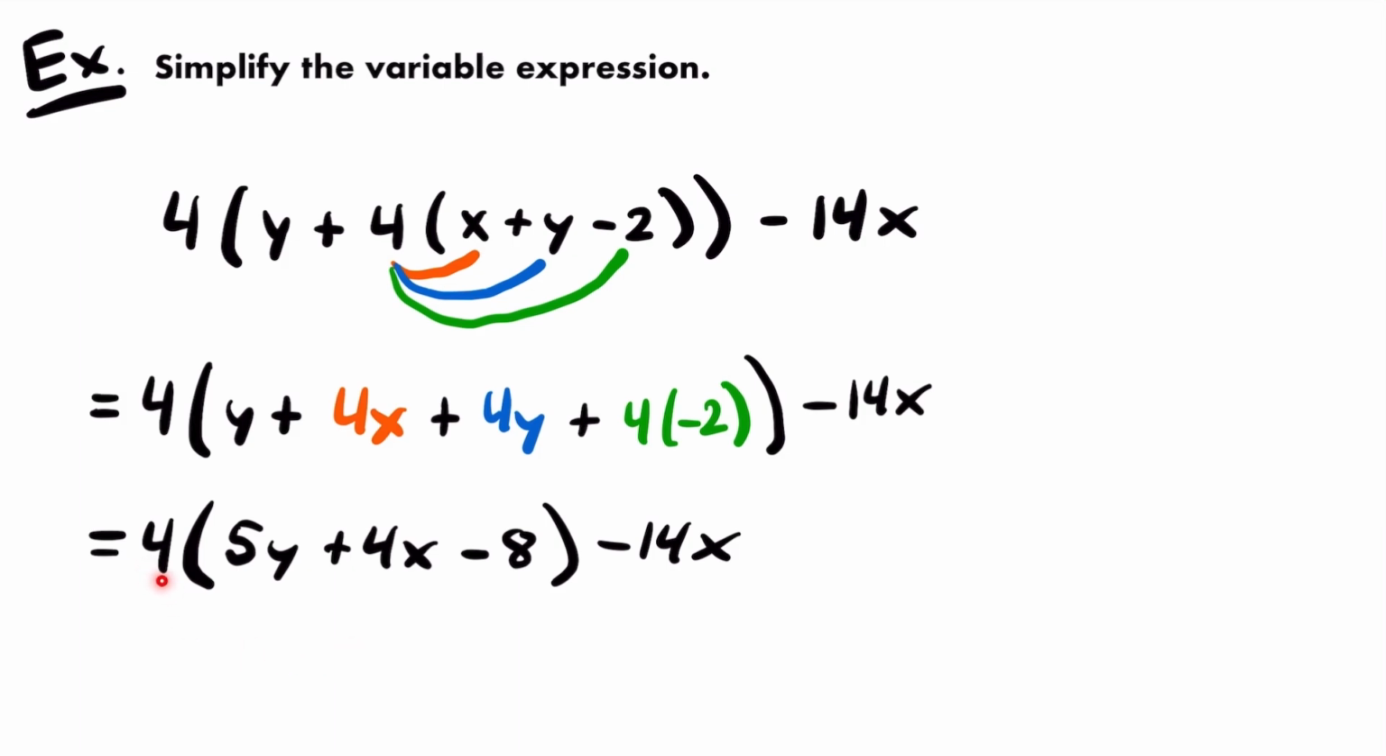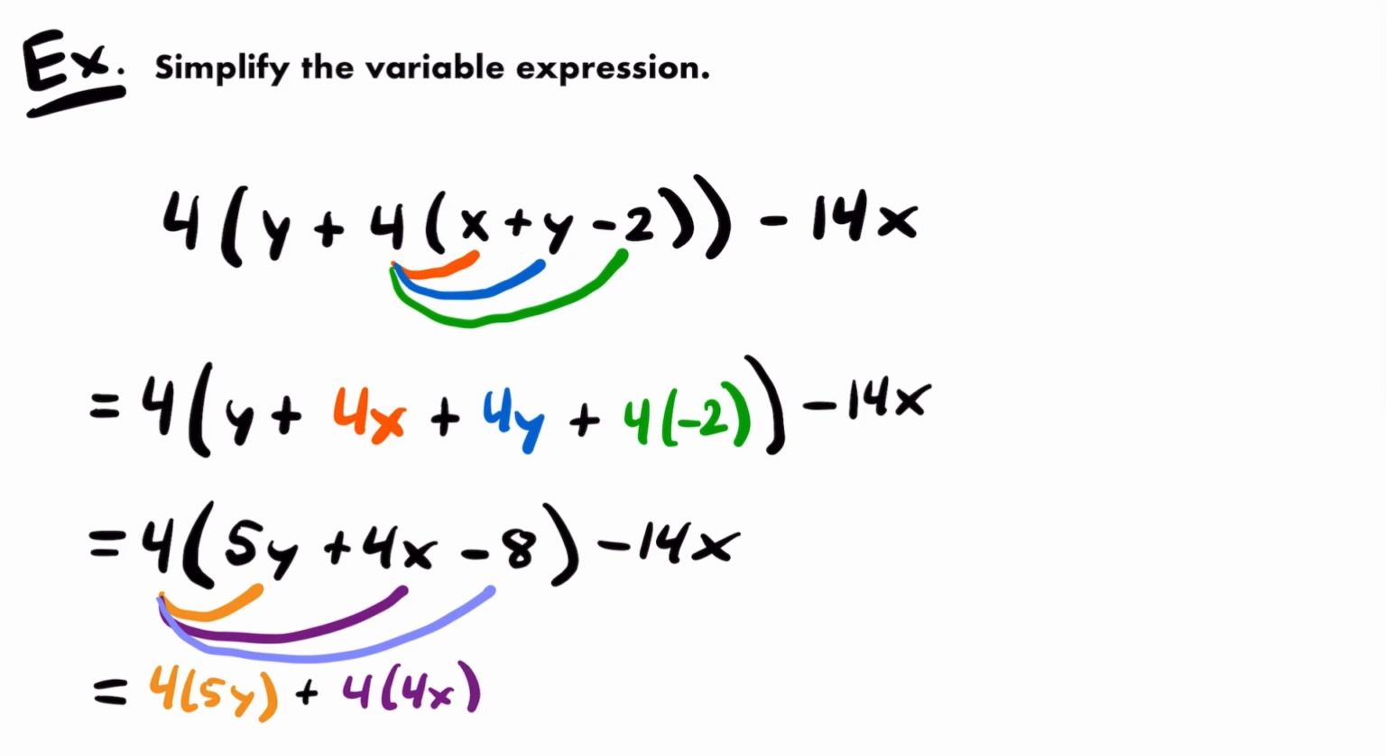We want to multiply 4 by each of these terms inside the parentheses. Okay, so we're going to multiply 4 by 5y, then we'll multiply 4 by 4x, and then multiply 4 by -8. Okay, so if we do that here, we'll have 4 times 5y plus 4 times 4x, and then plus 4 times -8. And then don't forget that we still have this minus 14x at the end there. So we'll write minus 14x. Okay, now I'm going to continue my work up here. I'll write the next line right there.